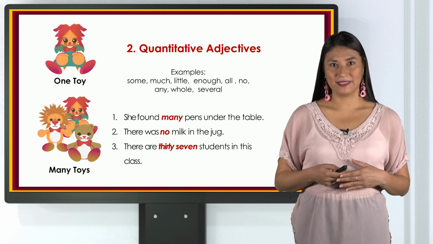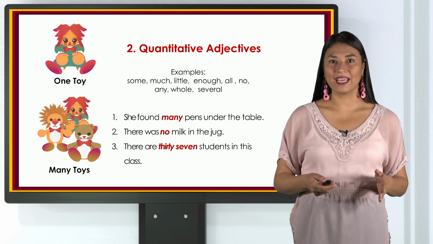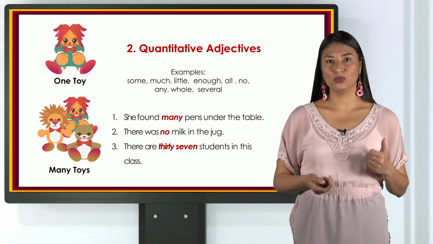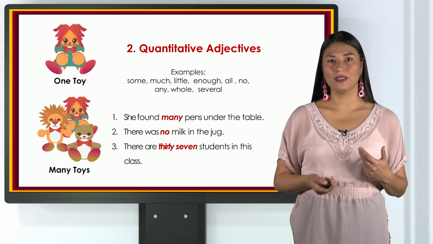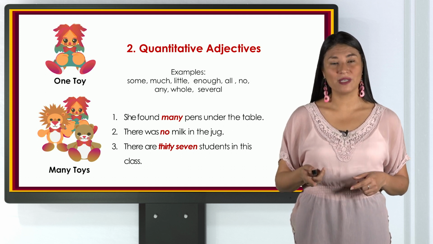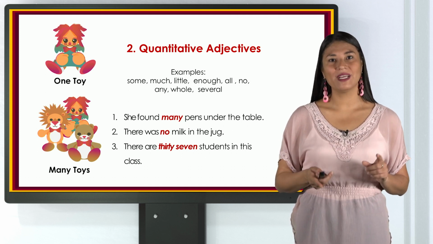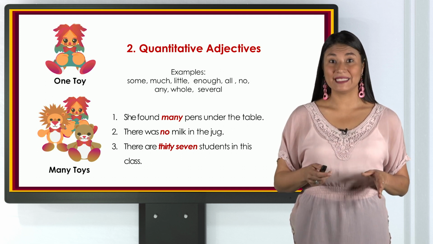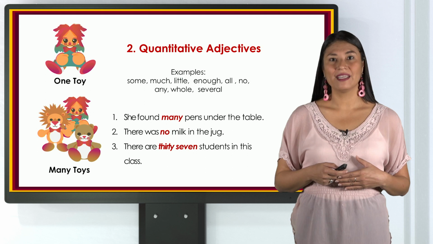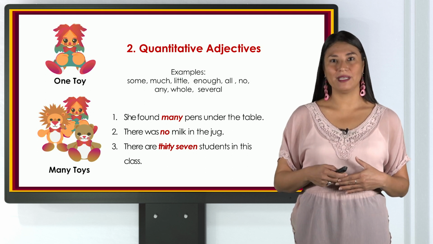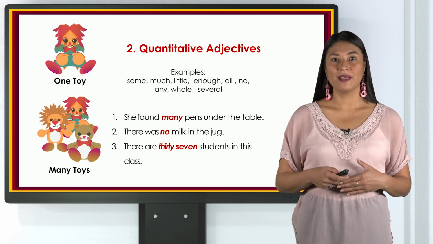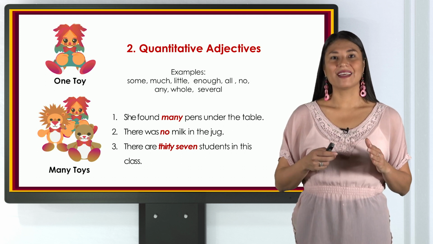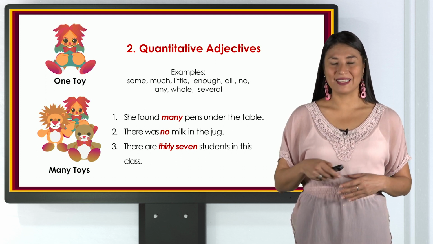Quantitative adjectives. They are used to indicate the number or amount of things, for example, some, much, little, enough, all, no, any, whole, or several. Examples in sentences: she found many pens under the table. There was no milk in the jug. There are 37 students in this class.